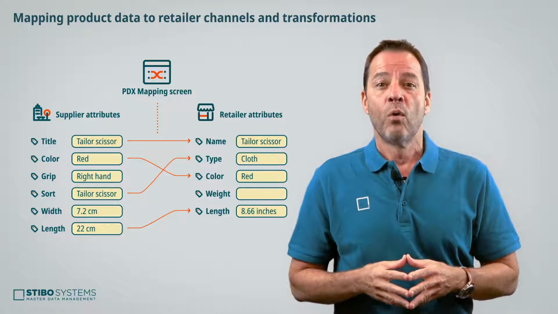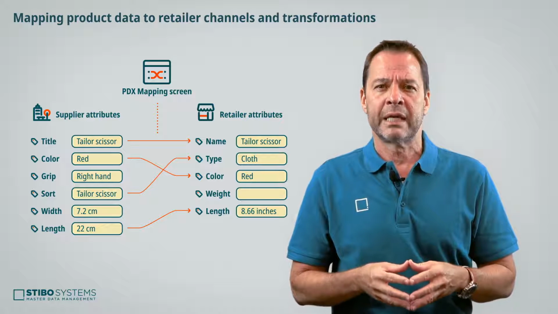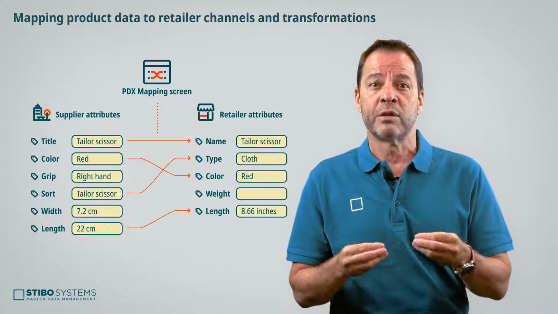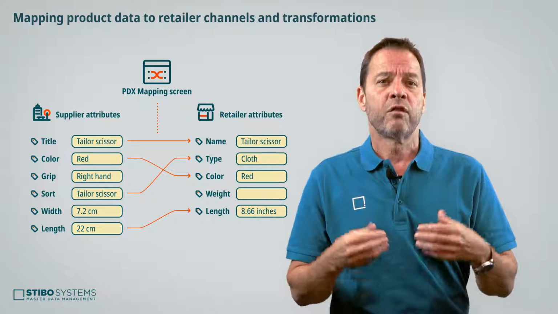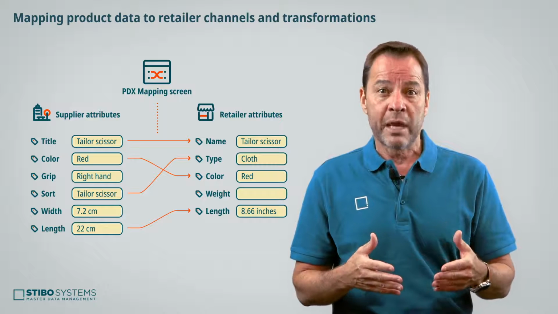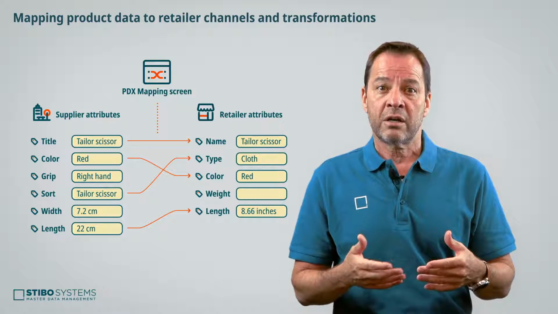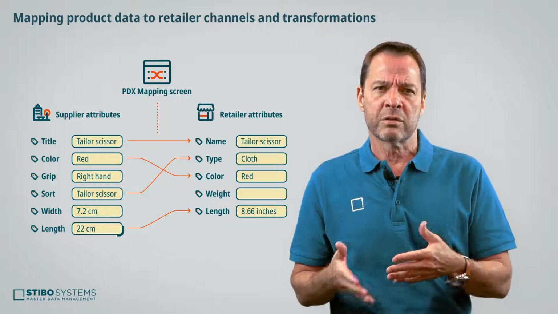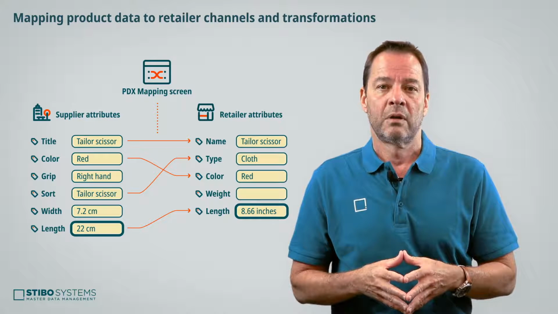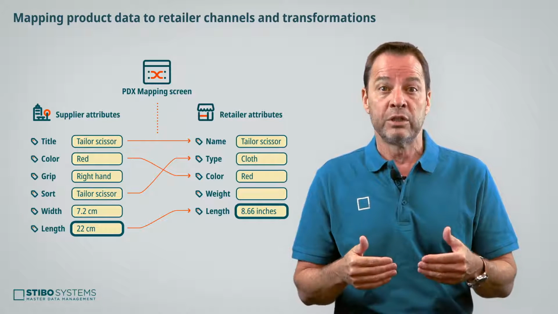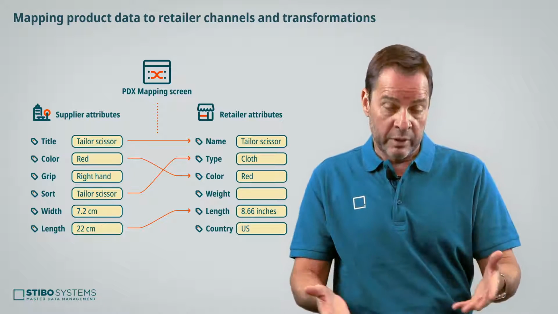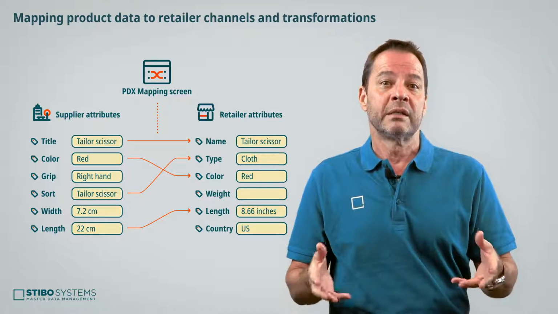The supplier will also need to ensure that each of their attribute values matches the requirements of the retailer attributes. For example, the supplier might have provided dimensions of their products in different units of measure than what is required by the retailer. Or the supplier may need to use a country code for the country of origin attribute rather than the full name of the country.